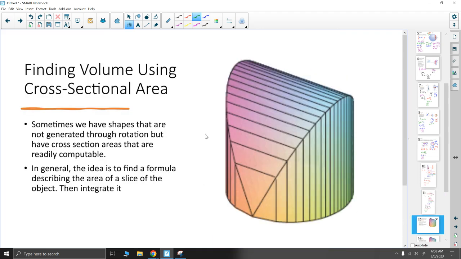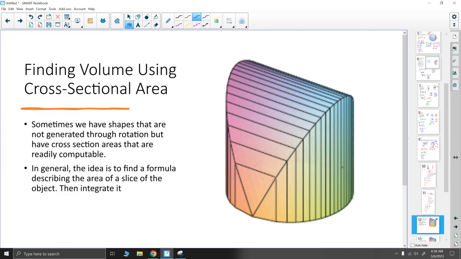So if we have something like this, these are when we start talking about just finding volume using our cross-sectional areas. Again, we've been doing that. Our cross sections have been areas of circles, but the shapes aren't always circular. So in this case, we're not generating it through some revolution. Instead, we have some shape that's created via other shapes. So the idea is still the same though.